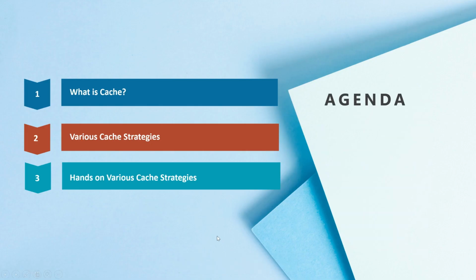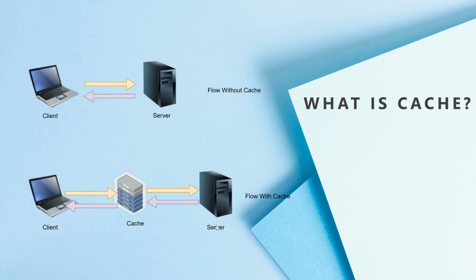So today we'll see what is meant by cache. Then we'll look at the various cache strategies, with hands-on for those strategies using Java, Spring Boot, and Redis. To understand what is meant by cache, we need to take a sample example of a web application, as shown in the figure, where the browser acts as a client and the web server acts as a server.